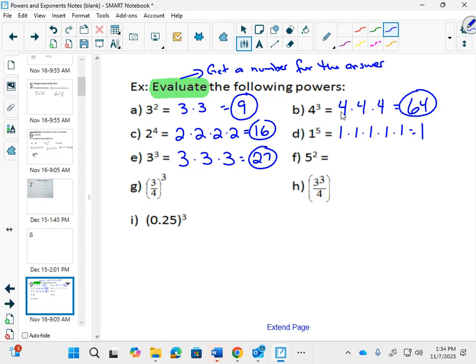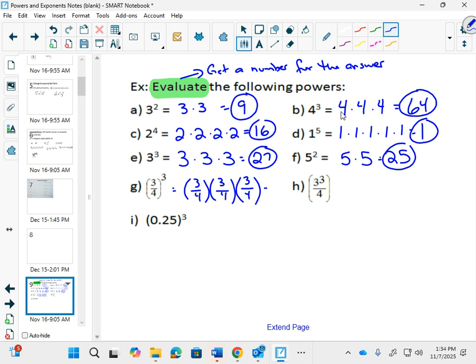And 5 times 5, 5 squared, 25. Oh, I forgot to circle that one. I want you to look at the answers we've already circled to cheat to figure out what this one is. It's 3 over 4 in brackets cubed. 27 and 64, they're close.